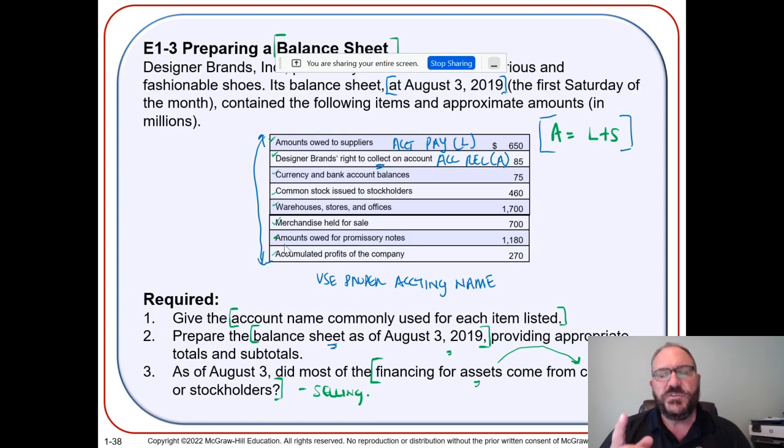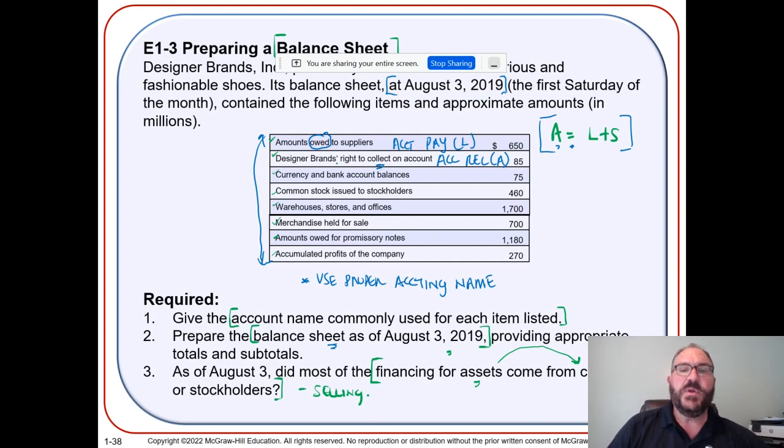And what they want you to do is figure out the right name for this item. Remember, we're making a balance sheet, so assets equal liabilities plus stockholders' equity. So you have to use the proper accounting name. Like here, amounts owed to suppliers. Well, if you owe money to suppliers, it's an account payable. Remember, anything payable is a liability.